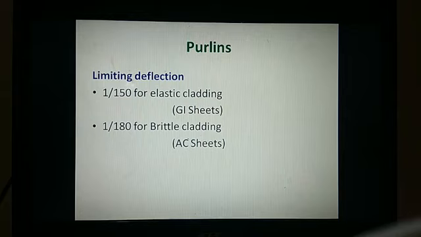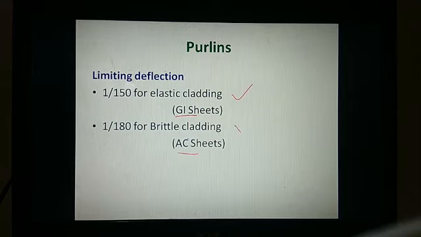So these are limiting deflections. As the purlin is a beam, it should be designed even for serviceability criteria as a limit state concern. So from that point of view, purlins are to be checked for deflection also. These are the deflection limits of the purlin: span by 150 for elastic cladding with galvanized iron sheeting, span by 180 for brittle cladding with asbestos sheeting. Very important, please try to remember these two important deflection limits.